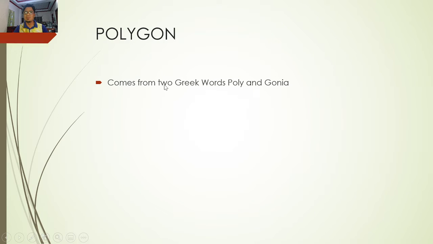Polygon comes from the two Greek words. Ano yung dalawang Greek words na yun? The first one is poly, the second one is gonia. Okay? So, dalawang Greek words yan, pinagsama, polygon. So, poly yung isa, gonia. Gonia is actually a plural word. Ang singular nito is gonus. Now, anong ibig sabihin? So, poly means many.